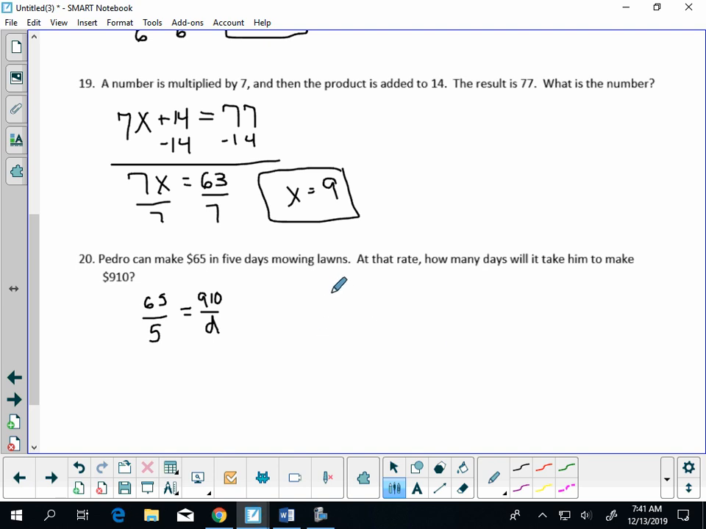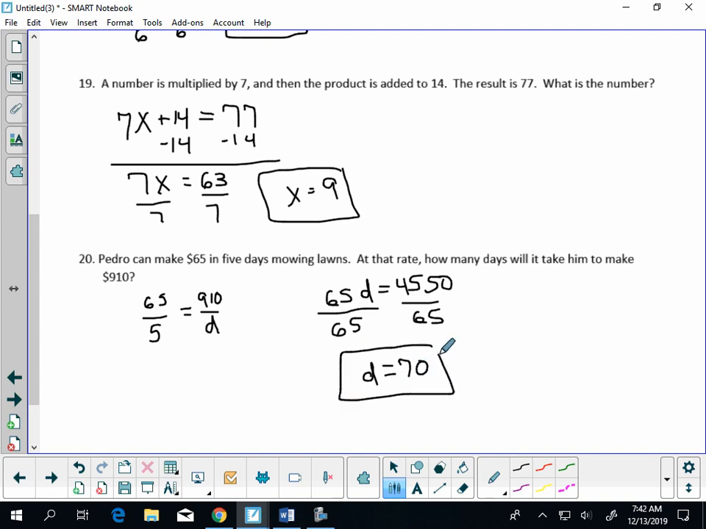That's just going to be cross multiplying. 65D equals 4550. Divide both sides by 65. And I'm going to need a calculator for this one. 4550 divided by 65 gives me 70, and that seems like a reasonable answer. So it's 70 days. All right, that is part 1.